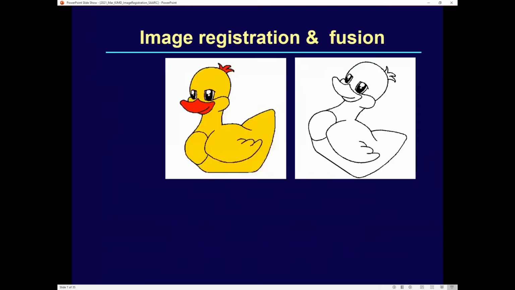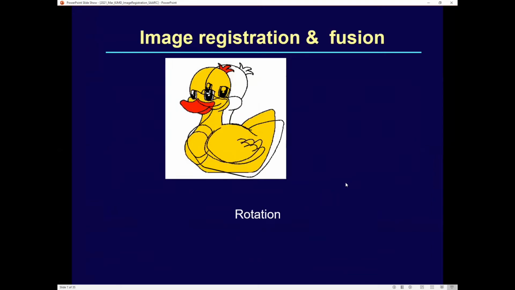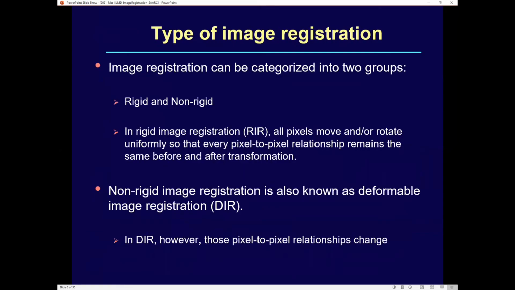Look at this image. If you have this image to be registered with another one, many times you tend to overlay, give a rotation, and then finally do a translation to match them. So the types of image registration could be categorized into rigid and non-rigid. In rigid registration, all pixels move or rotate uniformly, so that each pixel-to-pixel relationship remains the same before and after transformation. The other one, non-rigid registration, is also known as deformable image registration. In this case, the pixel-to-pixel relationship, or the voxel-to-voxel relationship, completely changes.